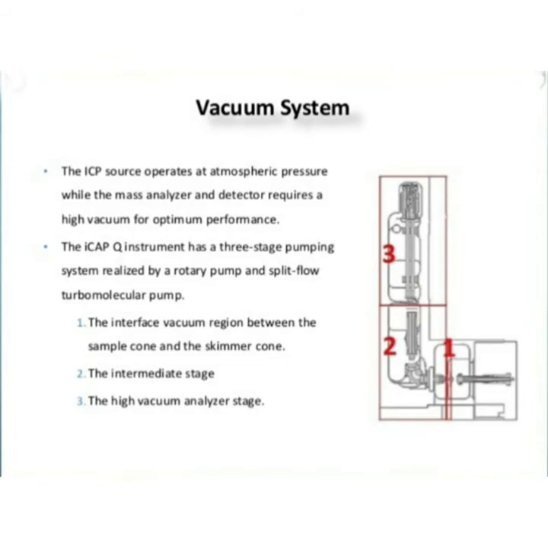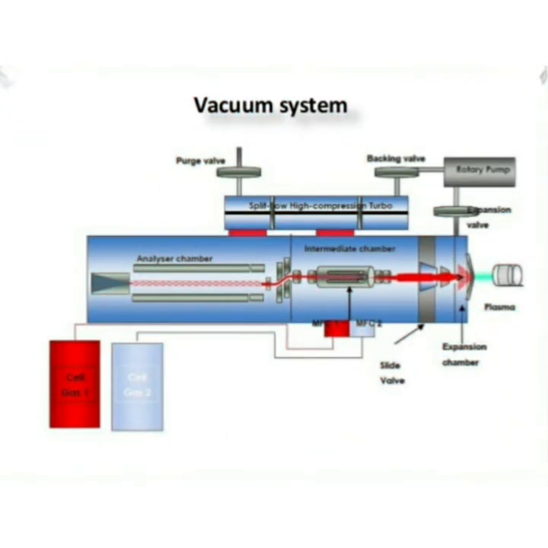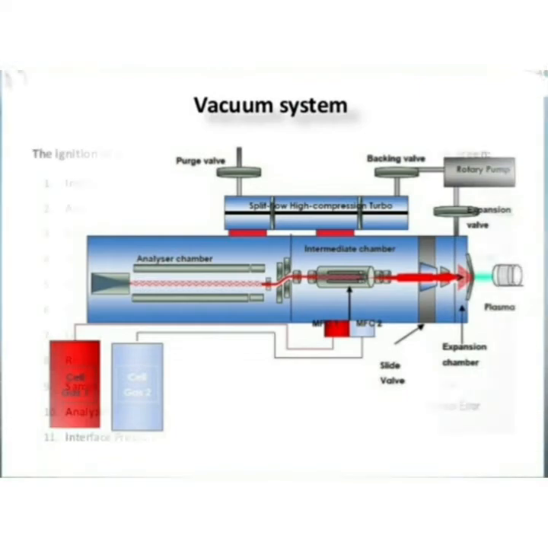In that picture you can see everything is mentioned there, starting with plasma, after that expansion chamber, then expansion valve, rotary pump, vacuum valve, split flow high compression turbo, purge valve and analyzer chamber, side valve, everything is there in that vacuum system.